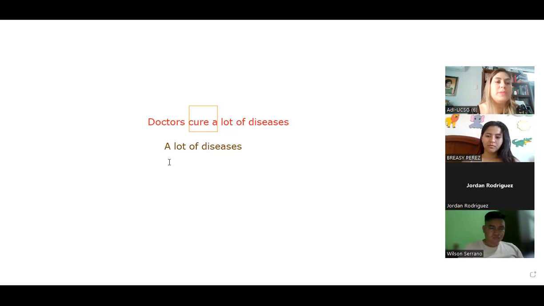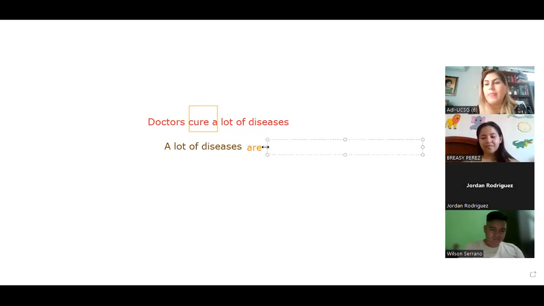In this case, the verb is in present. So I have to use the verb to be in present. That's the key. I am talking about a lot of diseases and it's plural, that's why we use are. Also, the same verb you transform to past participle. The past participle of cure is cured. A lot of diseases are cured. And then at the end, you can put who did it using the agent by. By doctors, or you can say by them. So we were seeing that last week.